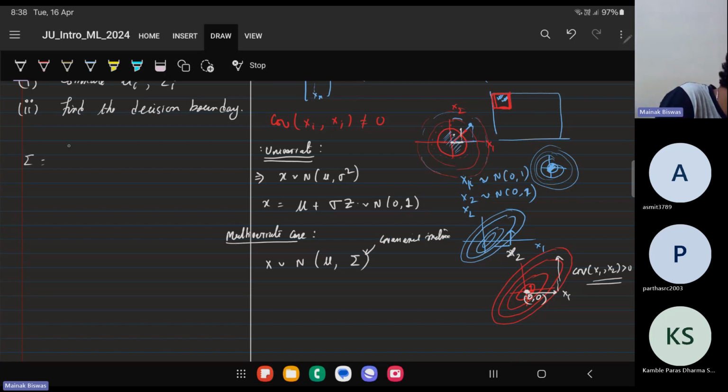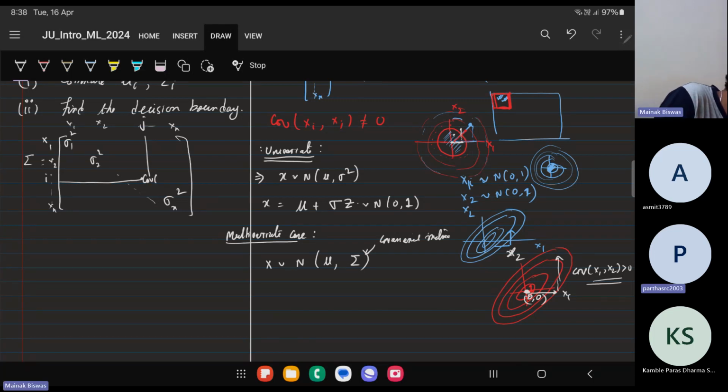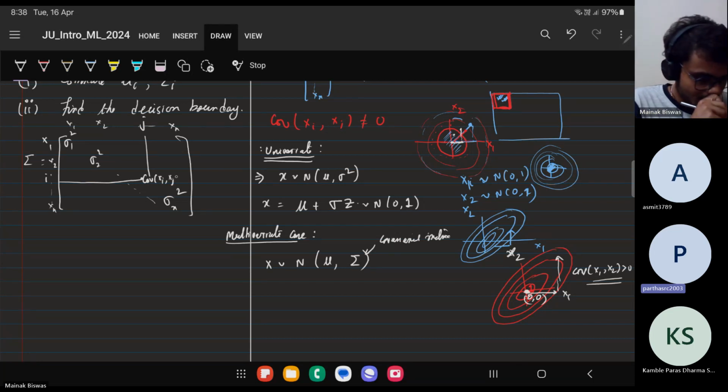Sigma is a covariance matrix means the diagonal is sigma 1 square, sigma 2 square, up to sigma n square. These are your variables x1, x2, up to xn. So the ijth term will be the covariance of xi and xj. Is it clear to everyone?